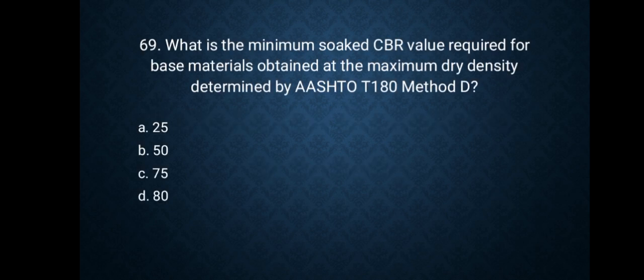So, proceed naman kita sa number 69. What is the minimum soaked CBR value required for the base materials obtained at the maximum dry density determined by AASHTO T180 method D? Wala man ang choices, may kita upat nga choices. Bali, A, 25, B, 50, and C, 75. So, ang answer sa number 69 is 80.